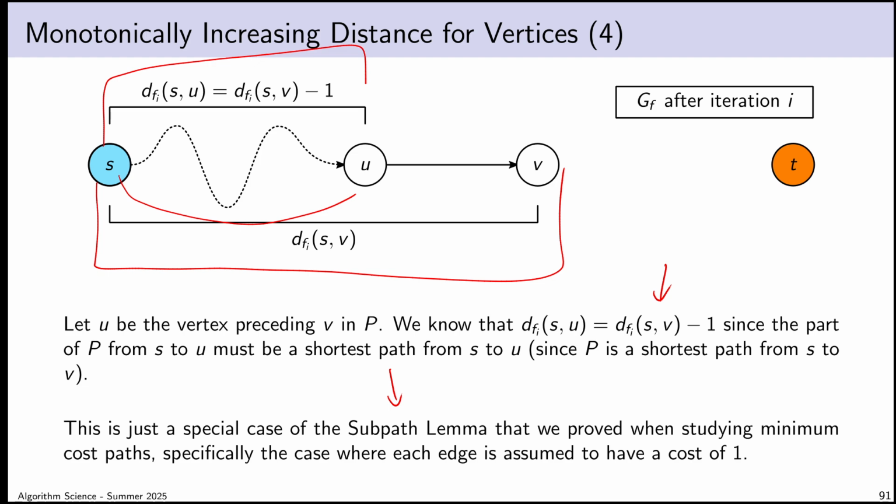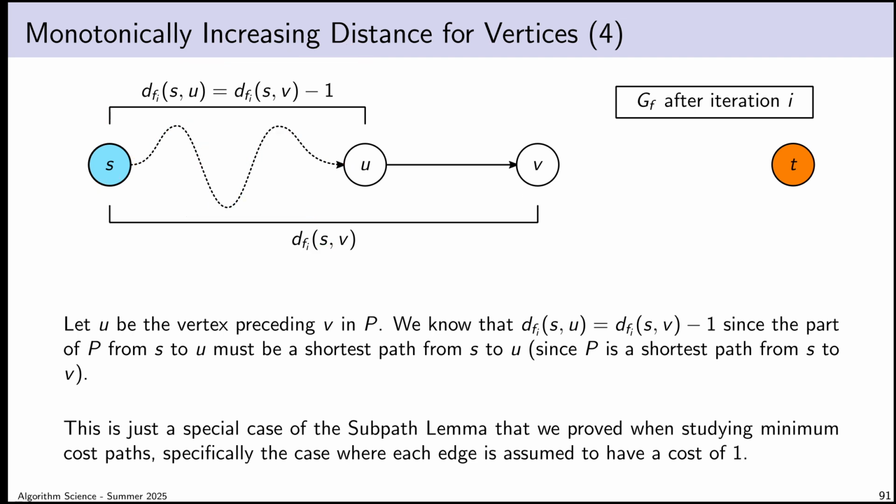So in any graph, even a non-edge weighted graph, it is the case that if you have a shortest path from S to V, and the vertex U appears along that path, the portion of the path from S to U must be a shortest path from S to U. If you want a full proof of that, just go look at the proof of our subpath lemma from when we studied minimum cost paths.